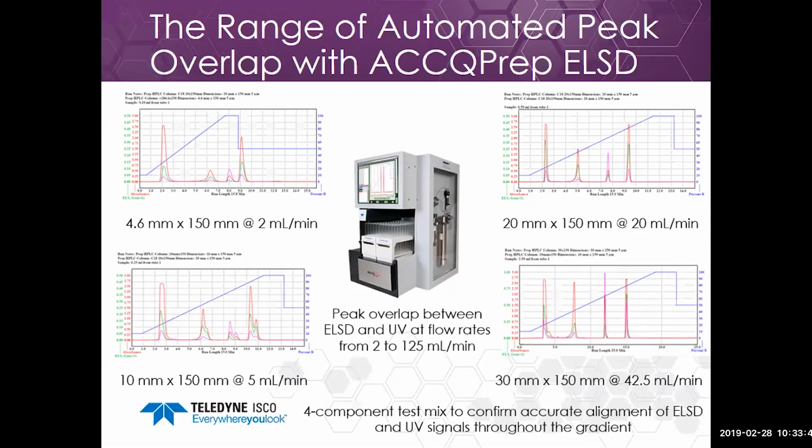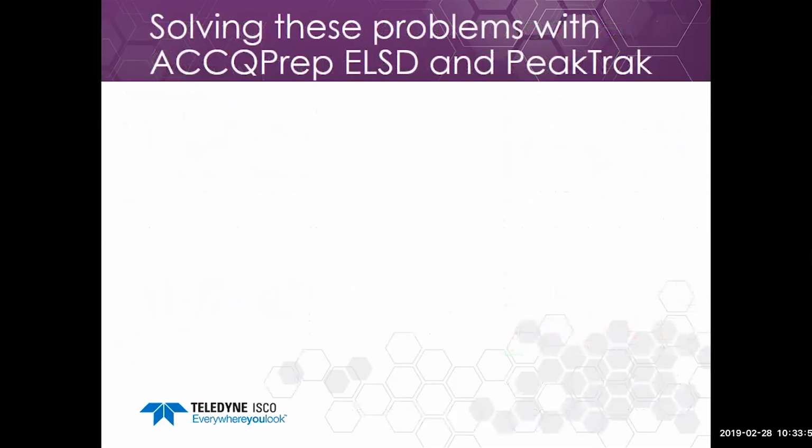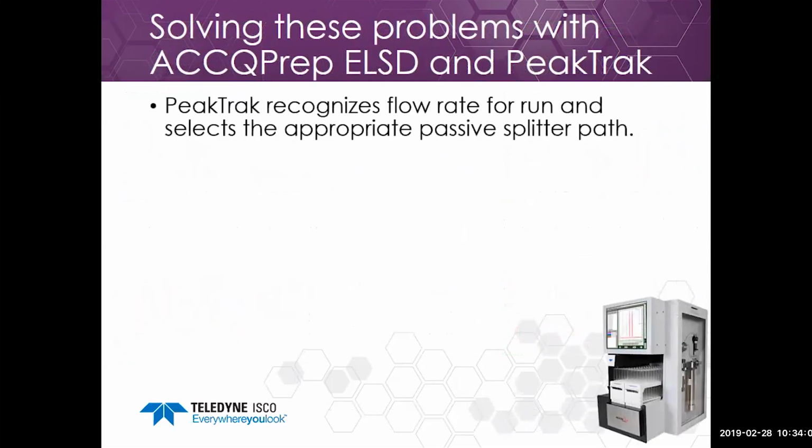The ACCQPrep ELSD offers peak alignment and overlap between the ELSD and UV at flow rates from 2 to 125 mils a minute. And it does this all automated, so it recognizes what your flow rate is for the run, and then it selects the appropriate passive splitter path. So all of this is internal. It changes to the splitter path that is most useful for the flow rate you're using.